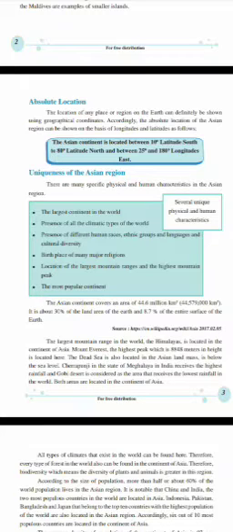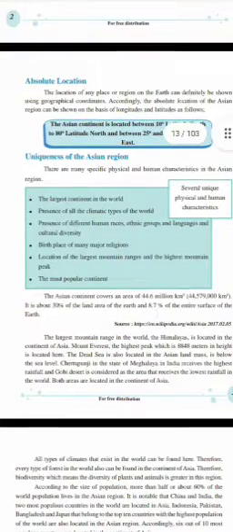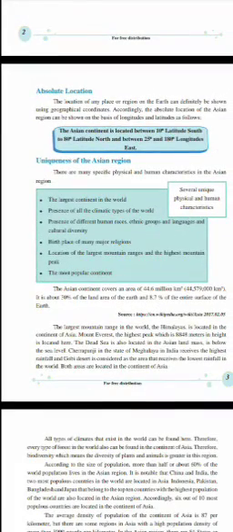So then we are going to talk about the uniqueness of the Asian region. It means the special features of the Asian region. These features in the textbook weren't categorized, but it is easy if we categorize them into two parts, so they will be remembered easily. We can group the special features into two parts as physical features and human characteristics.